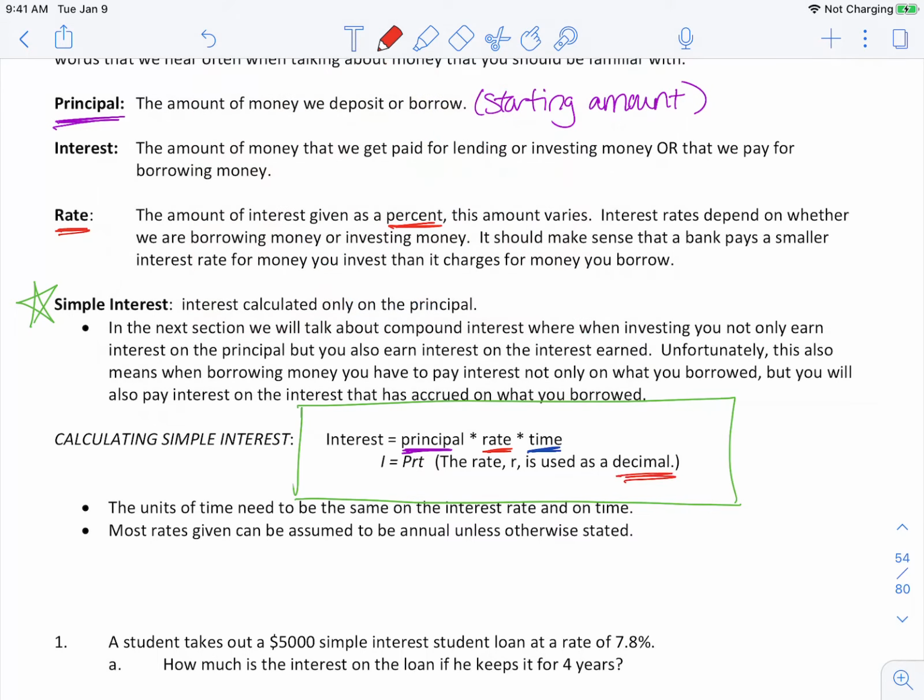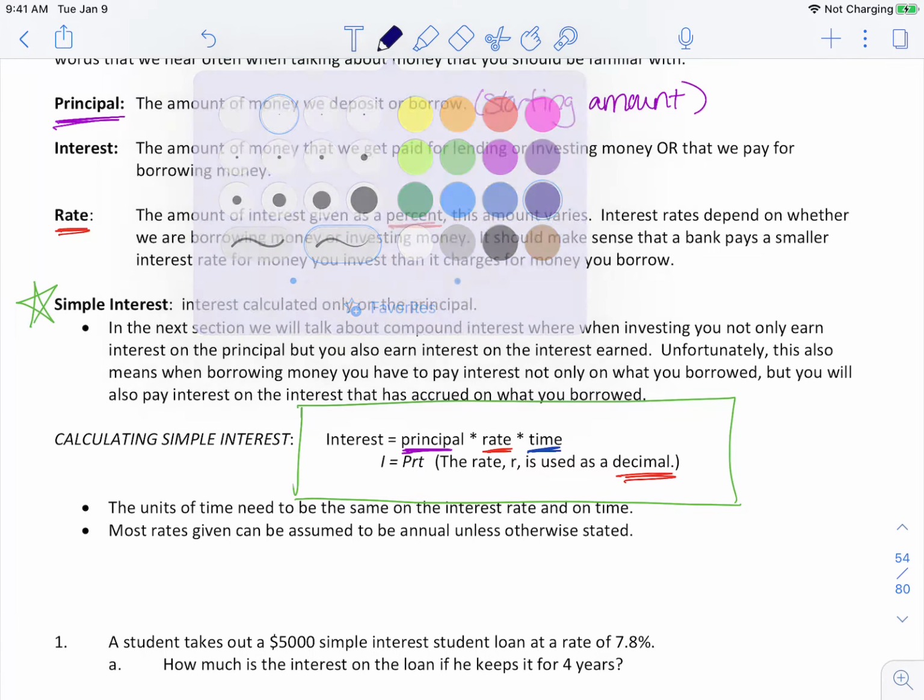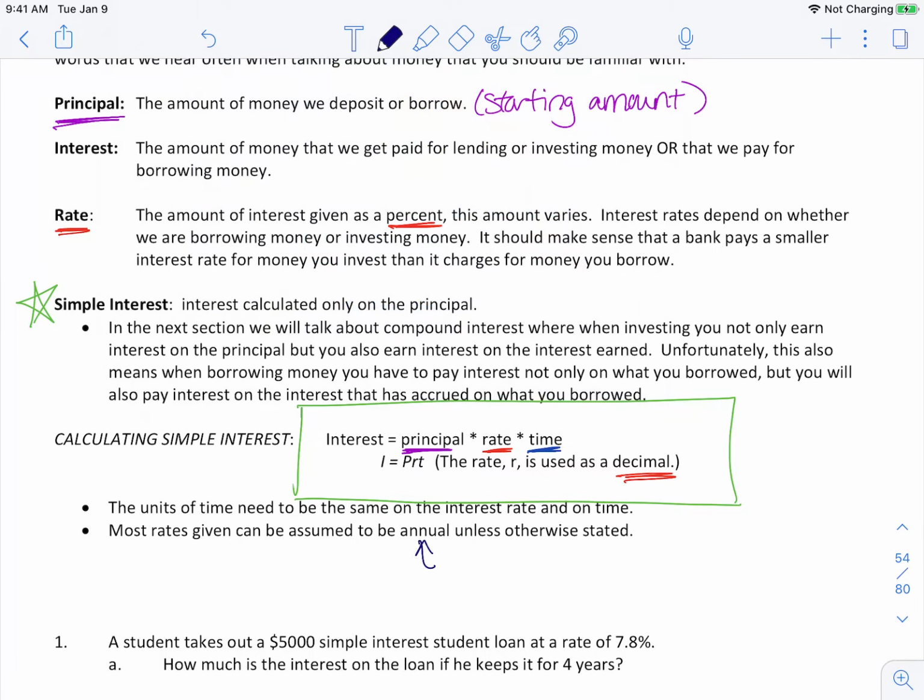The units of time need to be the same on the interest rate and on time. Most rates given can be assumed to be annual unless otherwise stated. So again, annual means that this is yearly.